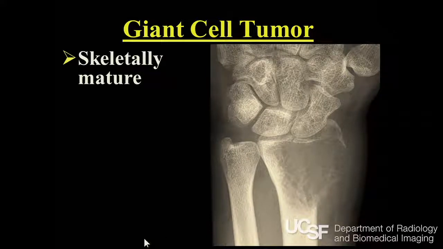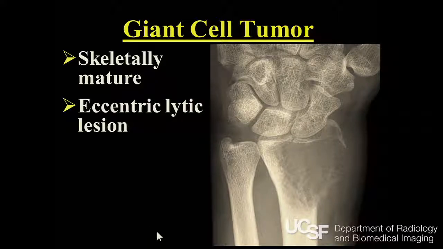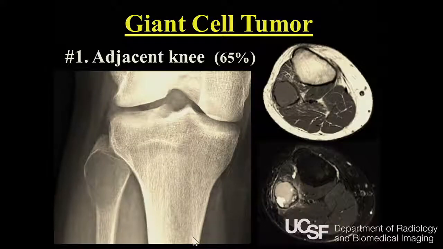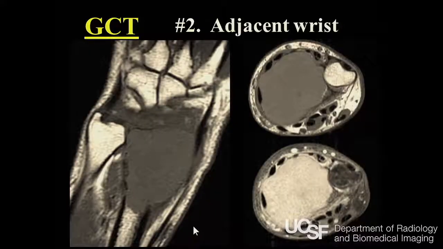We see these characteristic findings in skeletally mature patients. Namely, there's an eccentric lytic lesion that's located in a subarticular location with a non-sclerotic margin and a narrow zone of transition. The most common site for giant cell tumor of bone is adjacent to the knee, like we see here in the fibula. But the second most common site is adjacent to the wrist, and that's worth knowing about.